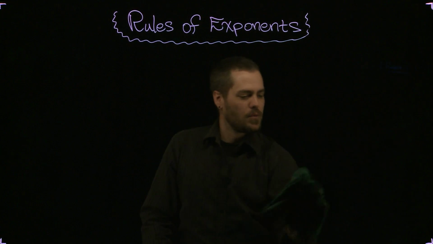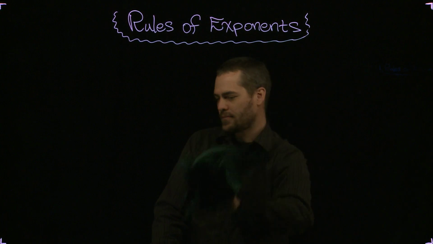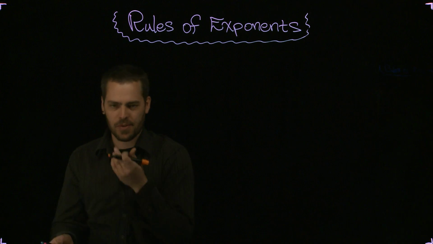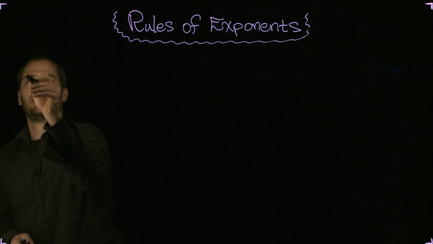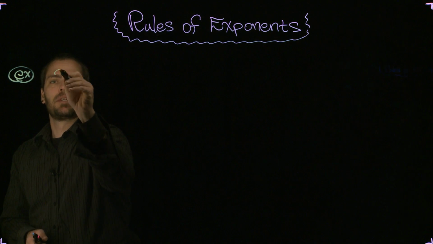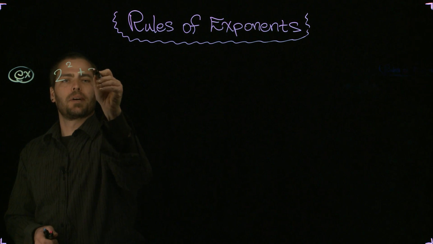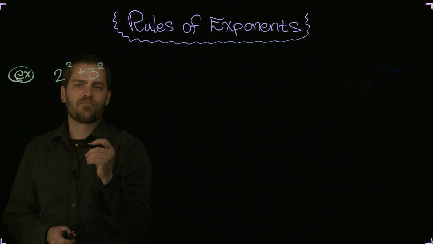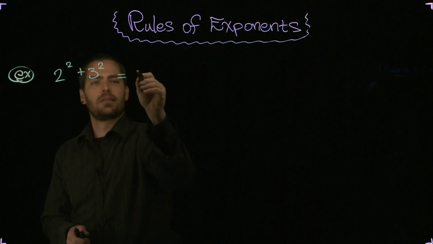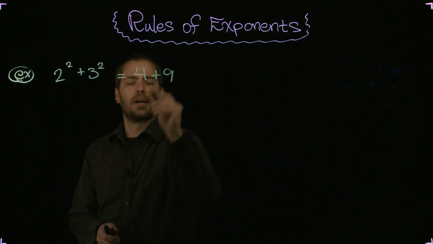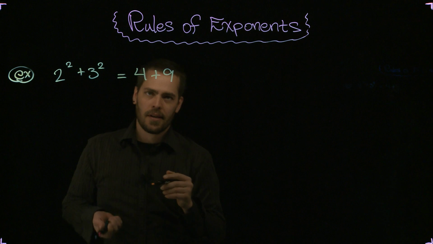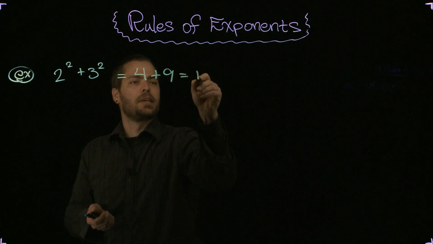I just want to put a few more numerical examples down before I start getting into algebraic stuff. Suppose we had something like this. Let's just say 2 squared plus 3 squared. Well, this is simple to evaluate. This gives me 4 plus 9. Again, don't forget your order of operations. Exponents before addition. And 4 plus 9 is 13.